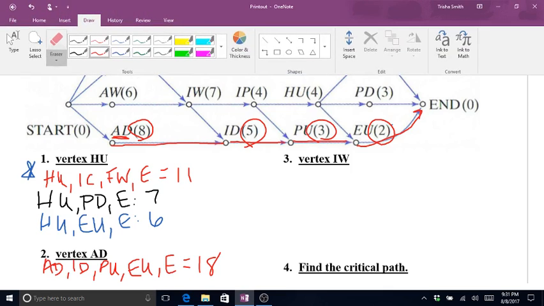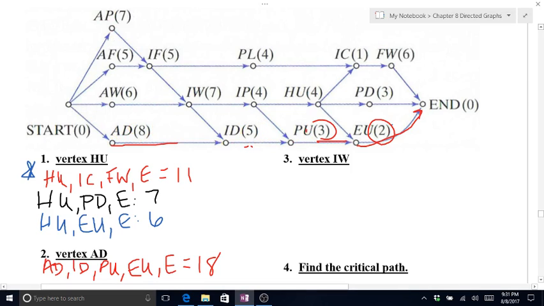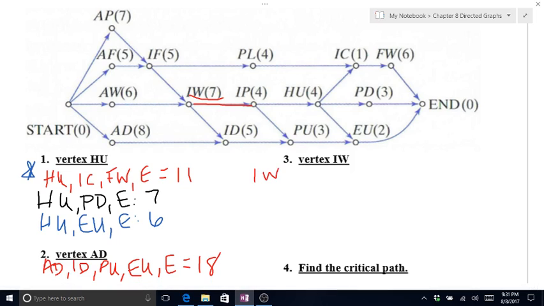Number 3 wants us to start at IW. IW, I can go to IP. IP to HU. HU to PD, PD to the end. That's 7, 11, 15, 18.